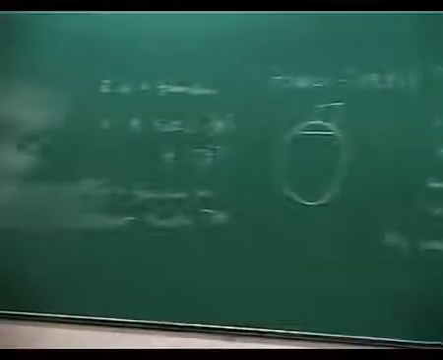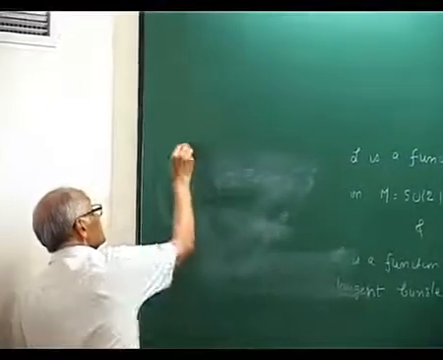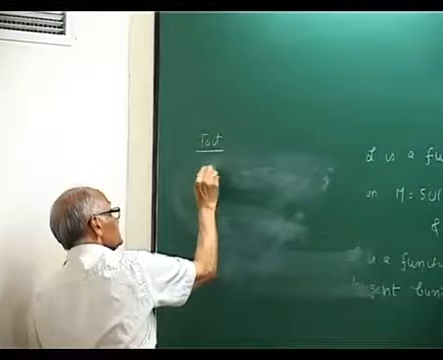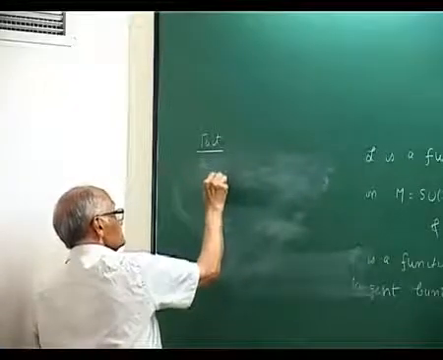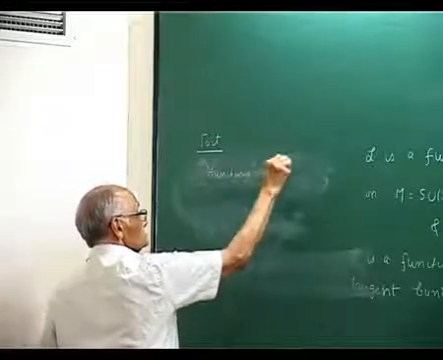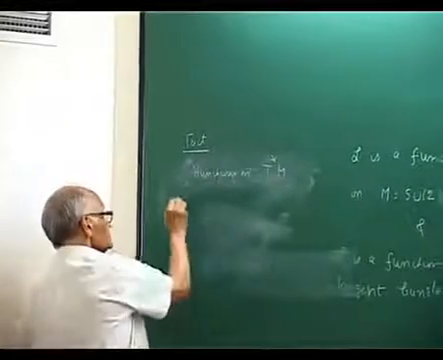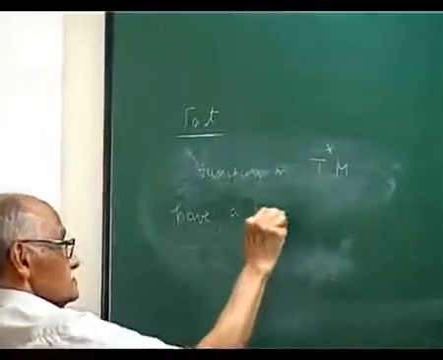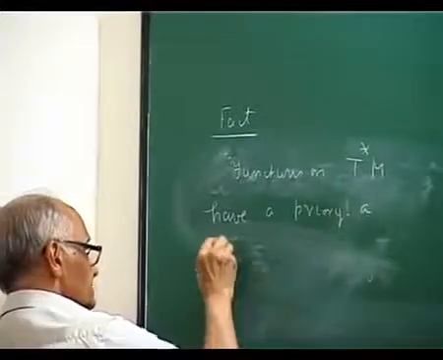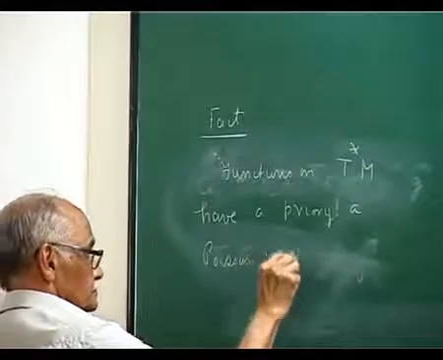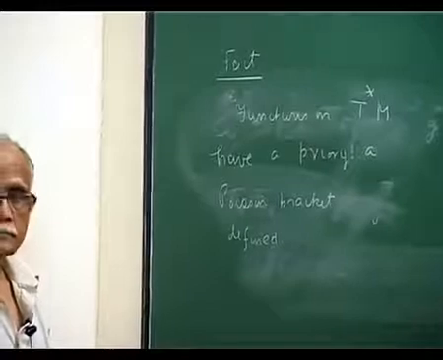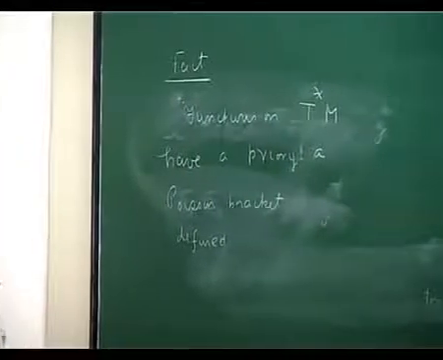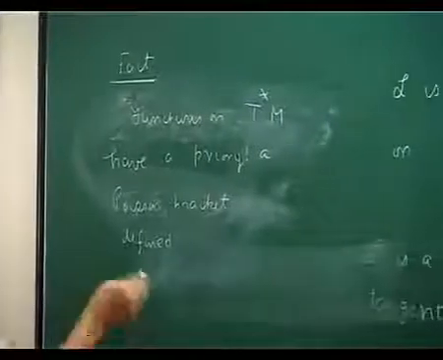Now the second fact is the following. Functions on T star M have a priori a Poisson bracket defined. This is independent of Lagrangian or anything, it is given. I will show you if you want. Let me first give it to you in local coordinates.